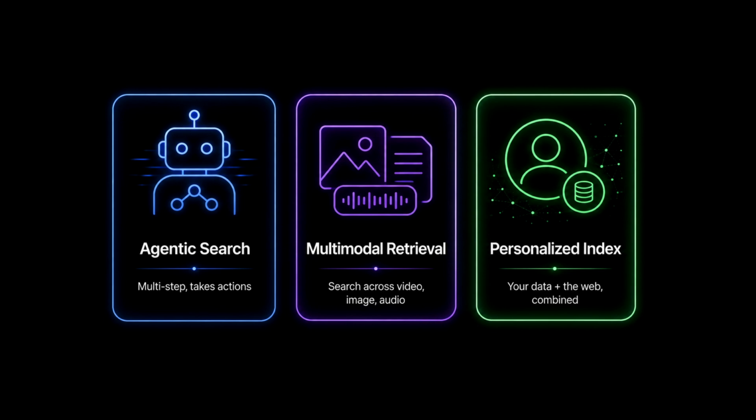So, where does all of this go? A few directions that are actively being built right now: agentic search, that is, instead of just answering a question, the system takes actions. It browses, fills forms, books things. OpenAI's Operator, Google's Project Mariner, they're going here.